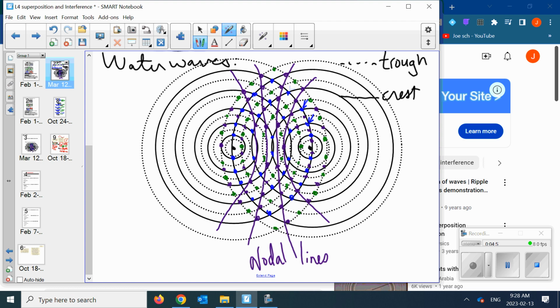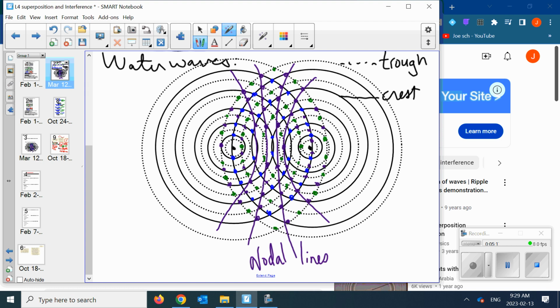Now, what the nodal lines are is wherever, what color is this? Dark blue or what is it? Purple? Okay. Purple or dark blue? And I'm colorblind, so you guys are confused.